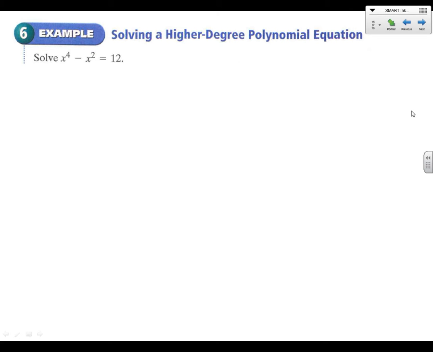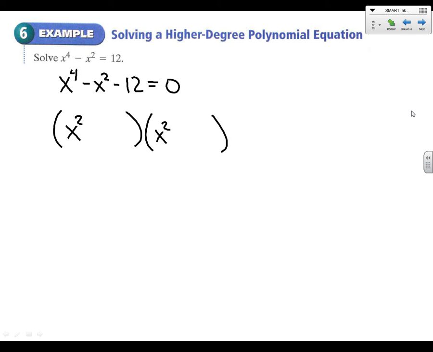All right, last one. Let's go higher degree here because we're to the 4th and see if we can solve now. So we'll introduce the equal sign. All right, what we want to do is get 0 on one side. We're going to factor. It's x to the 4th. So we're going to have x squared and x squared. What multiplies to -12 and adds to -1? That's going to be -4 and +3.